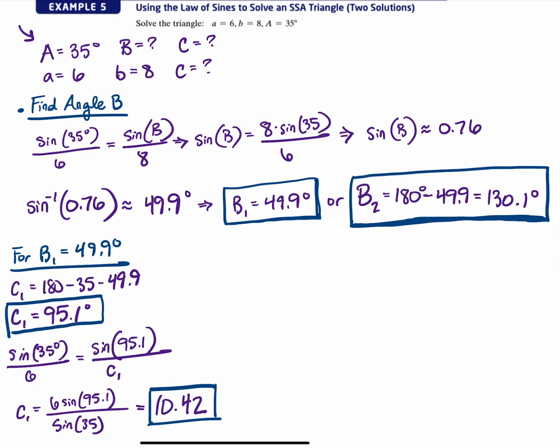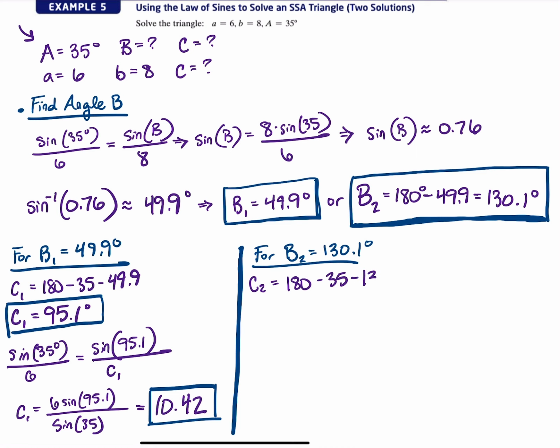So let's do the same thing with our second B angle to produce our second possible triangle. So I can say this will be when B equals 130.1 degrees. So now let's find C2. So take 180. We'll still subtract 35, but now let's also subtract 130.1. So this should give you 14.9 degrees.